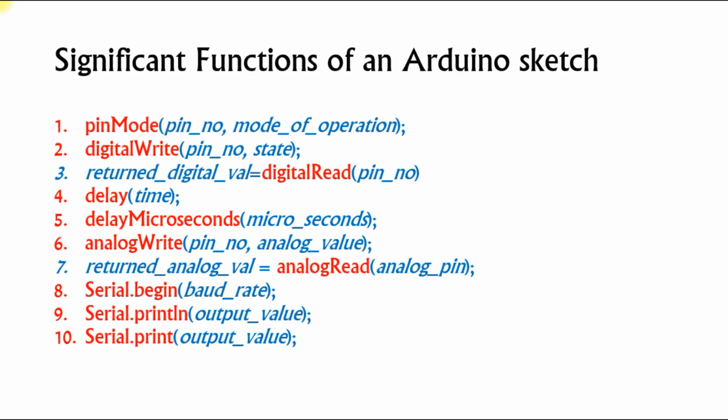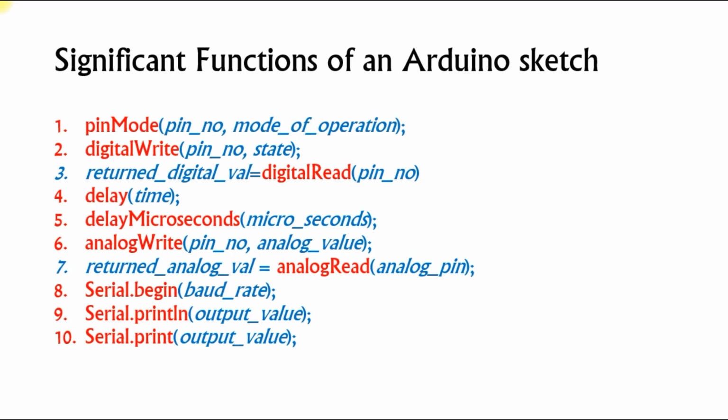Then digitalWrite. If you want to send a digital signal outside the board, for example an LED, buzzer or some other relay is connected to the Arduino board, you have to tell whether the LED or buzzer has to switch on or off. There are only two states for digital signals, zero and one, or low and high, that's all. This is the so-called state, right?